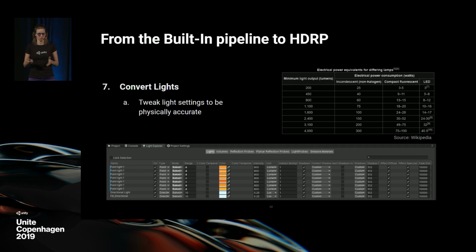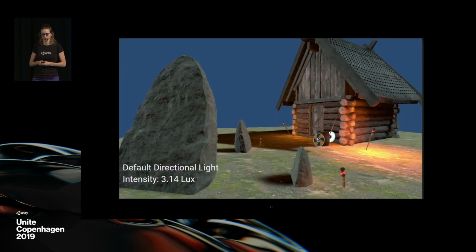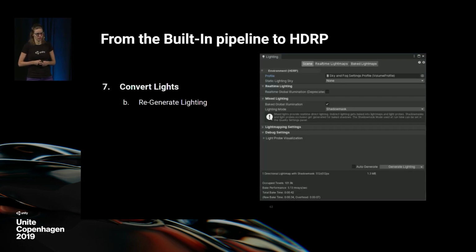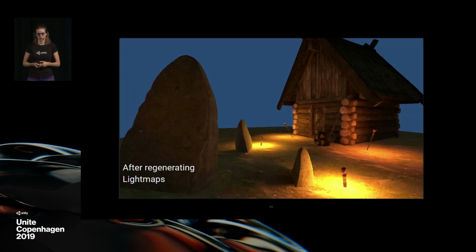Go on Google. For example, here I've Googled it. And for my directional light in the scene setting, for nighttime, 0.25 lux is a great value for my directional light. So that was with the previous non-physical lighting units value. And that was after. Much better. And then, of course, I need to regenerate my lighting. Light maps are now all wrong. So open up the lighting menu and generate lighting. Looks better. The sky is still wrong, though.